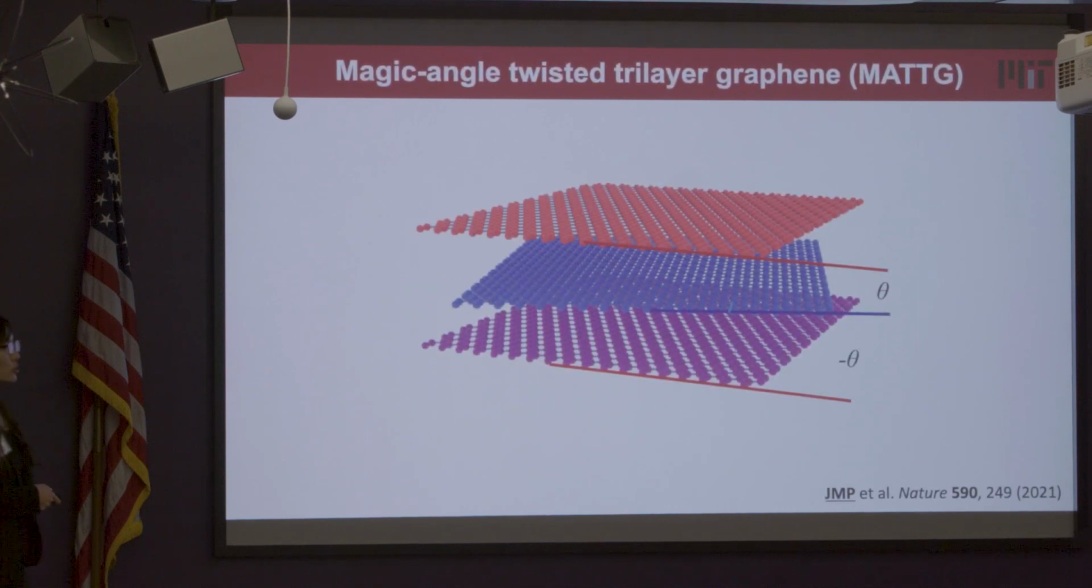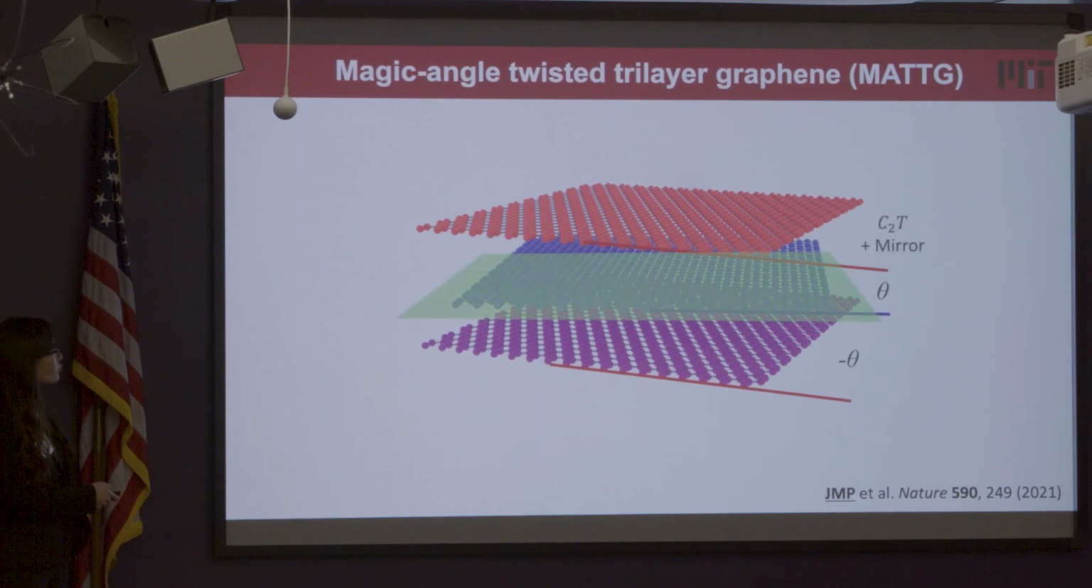So here's the structure. Now we have 3 layers of graphene, where the adjacent layers are twisted by theta and minus theta, so that the very top and the very bottom layers are basically aligned, and the middle layer is at a relative twist angle. And in this system, we have an additional mirror symmetry plane in this structure, in addition to the C2T symmetry that was present in the magic angle twisted bilayer graphene.